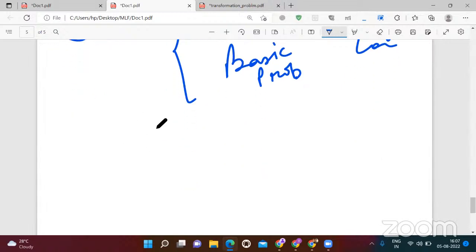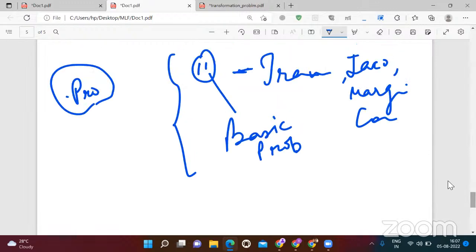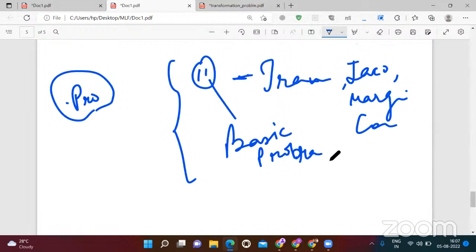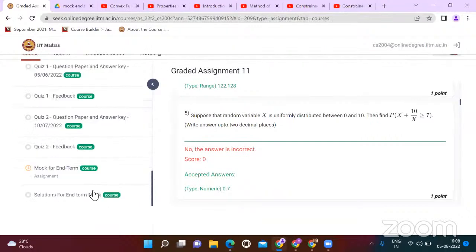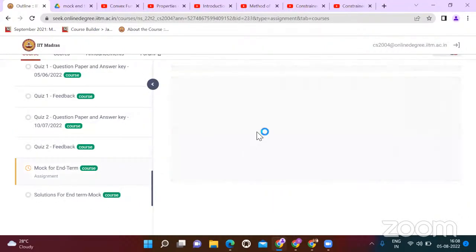Sir, will Bayes theorem based questions be there? Not Bayes theorem, basic probability concepts. Sir, can we expect discrete random variable and continuous random variable questions in the mock? I didn't solve it. Wait, I'll just check it once. The mock question. Yes, sir. The mock.